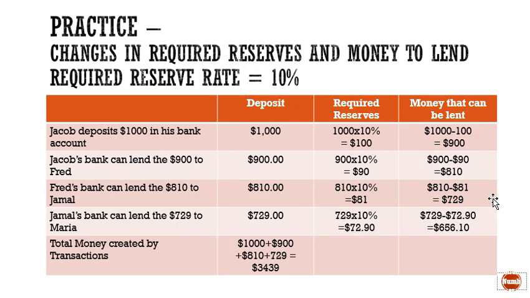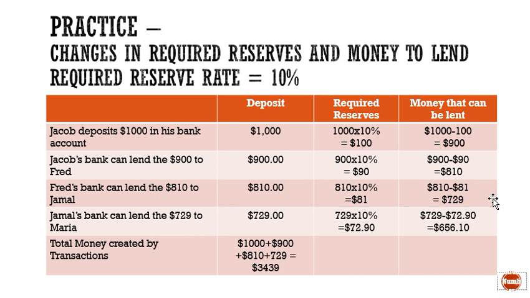Let's practice this for a few minutes here. Let's again say that we have a required reserve rate of 10%. That means the banks have to hold 10% of your deposits. So let's say Jacob deposits $1,000 in his bank account. That's a deposit of $1,000. Now the bank is required to hold 10%, so they have to hold $100. So they can lend out $900.